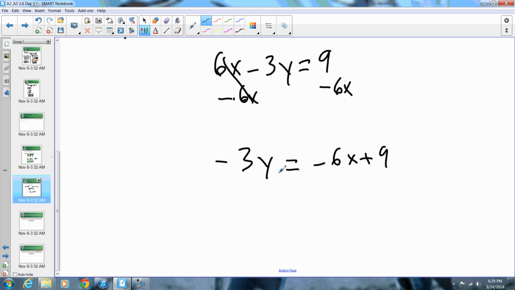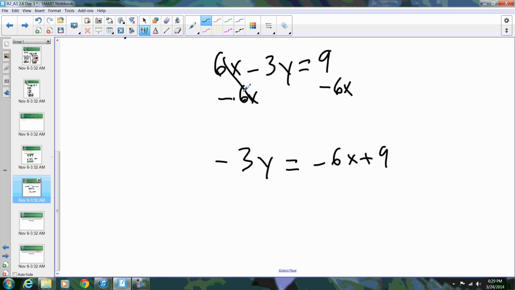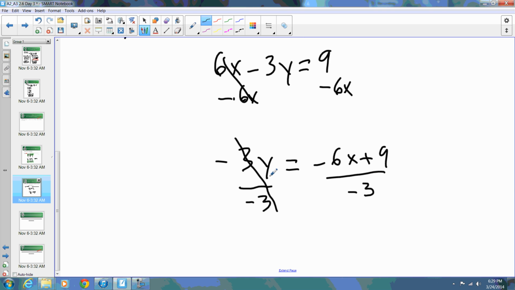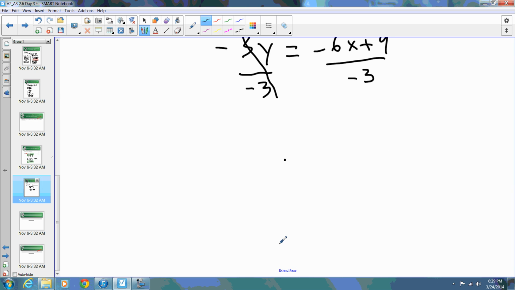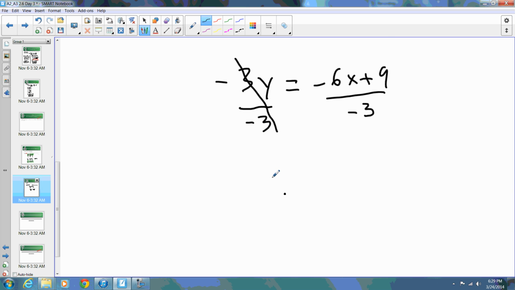So what do I do now? I'm not done, right? Because I need to have this y isolated. So what do I do? I have to divide both sides by negative 3. Divide this side by negative 3, divide this side by negative 3. Now, this left-hand side, clearly this divides to 1. Very easy to do, and I can just literally write y down here, and I'm good to go.